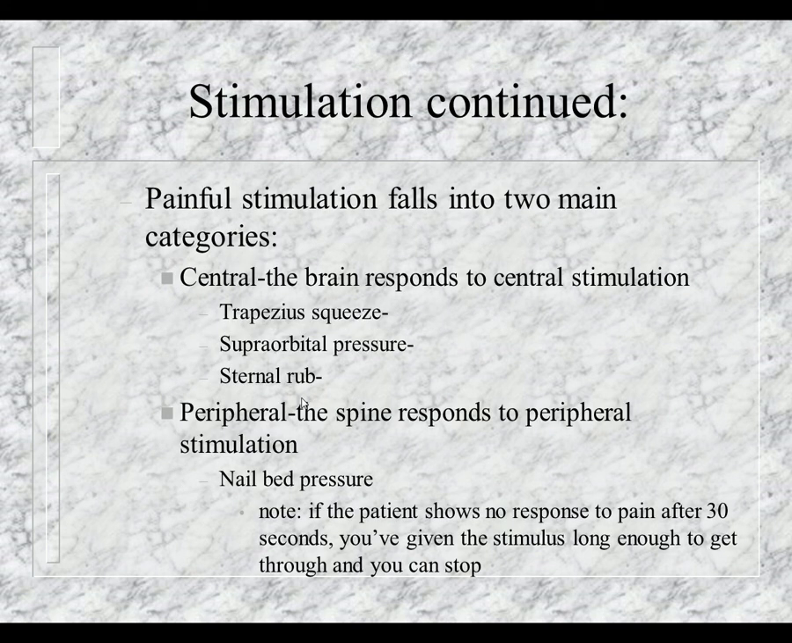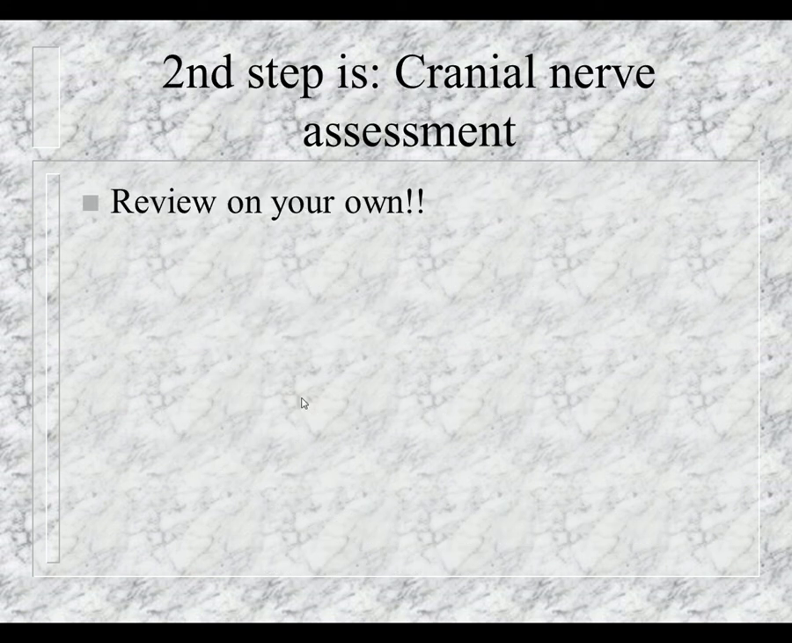Painful stimulation falls into two main categories, central and peripheral. With central pain, we use the trapezius squeeze, the supraorbital pressure, and the sternal rub. With the peripheral, the spine responds to peripheral stimulation. That's nail bed pressure. Again, make sure you read your article. It goes over these. The second step is the cranial nerve assessment, and you will need to review that on your own. Just glance through that and make sure you remember how to assess each cranial nerve.